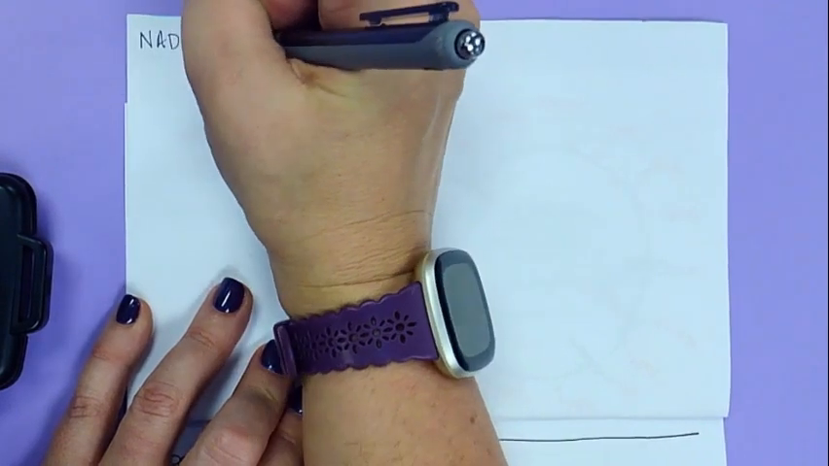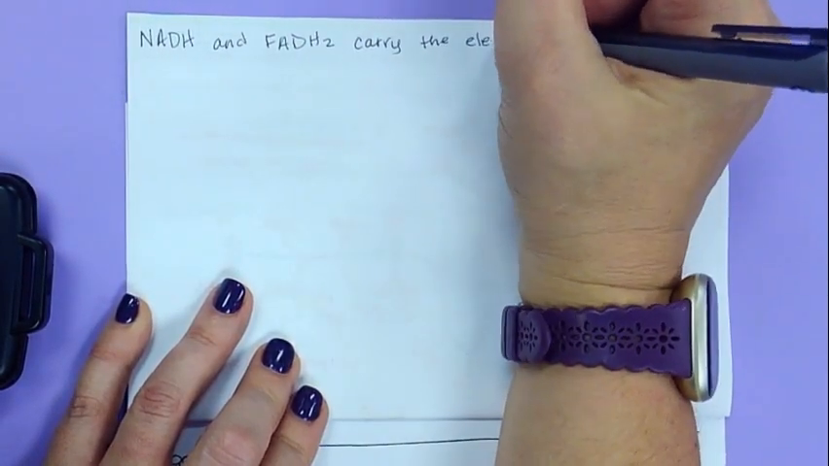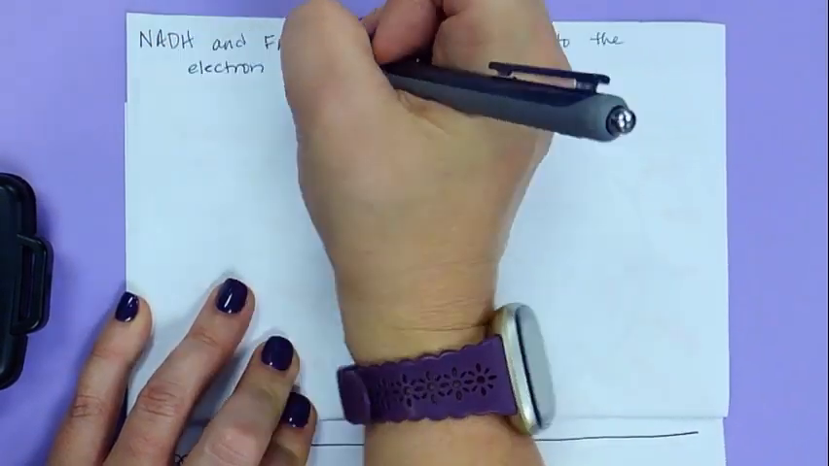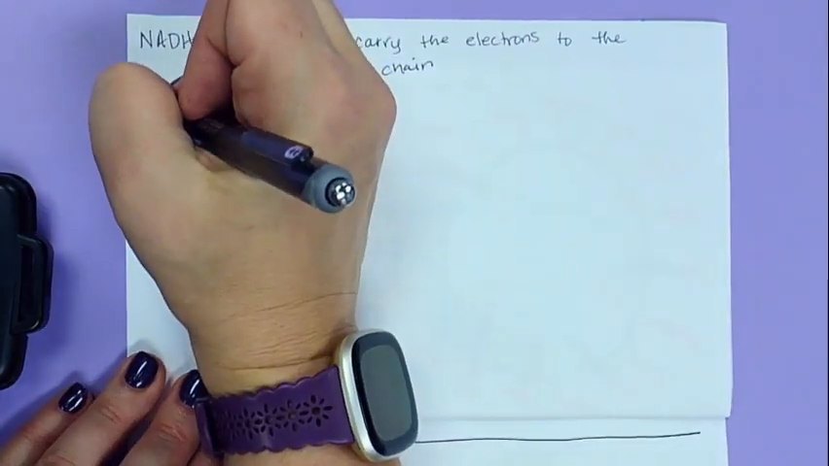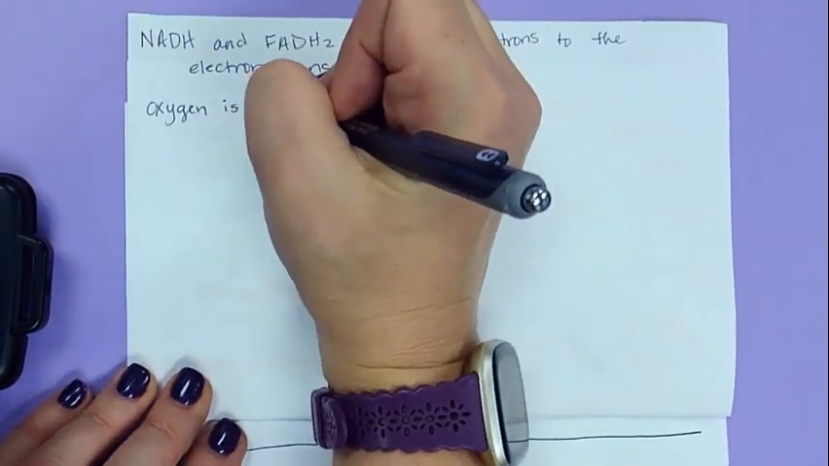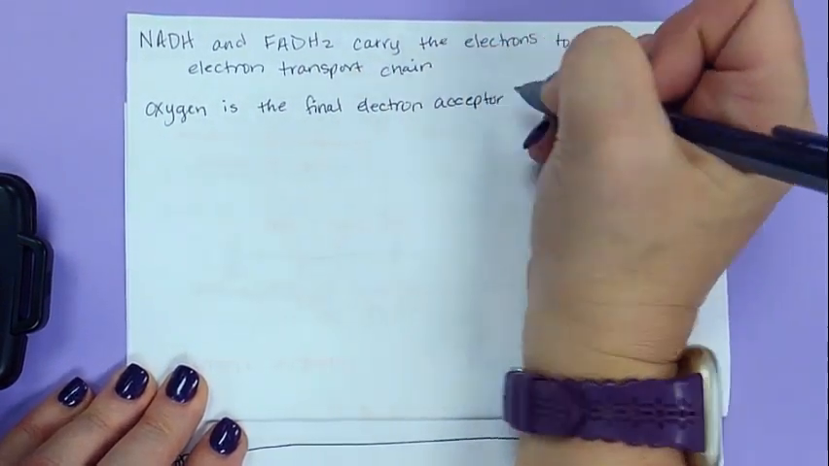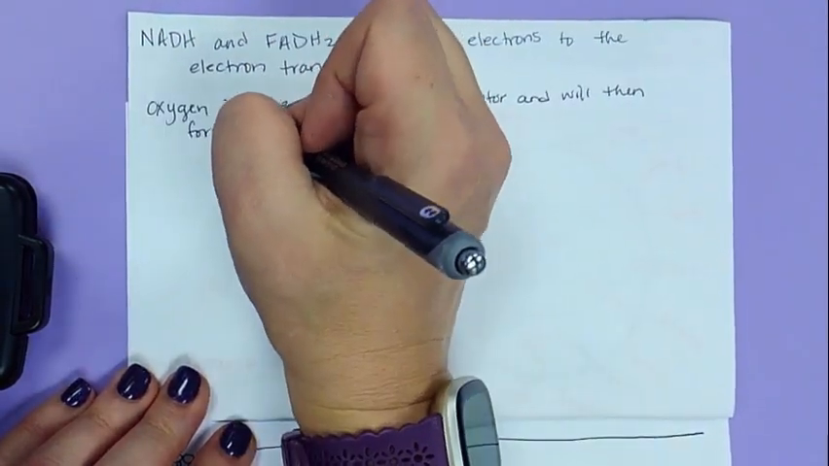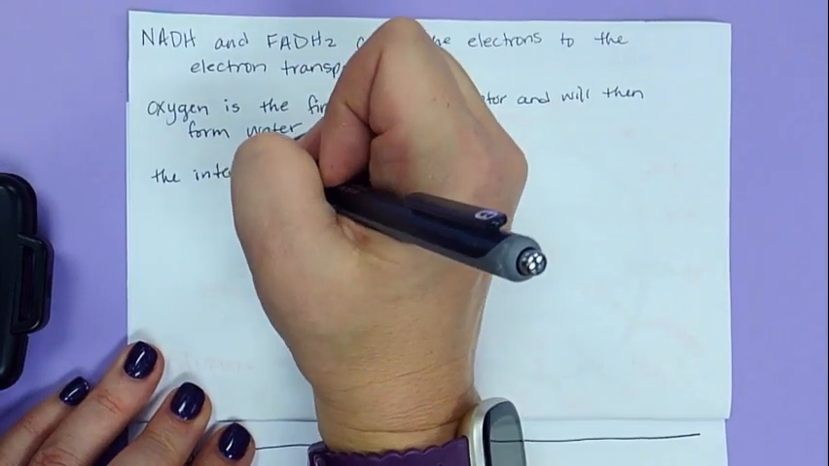All right, so what's our important information about the electron transport chain, or if you include all the process, it's actually oxidative phosphorylation. Well, we need to remember that NADH and FADH2 are our electron carriers that are carrying the electrons to the electron transport chain on the inner mitochondrial membrane. We need to remember that oxygen is the final electron acceptor, and then it will form water.